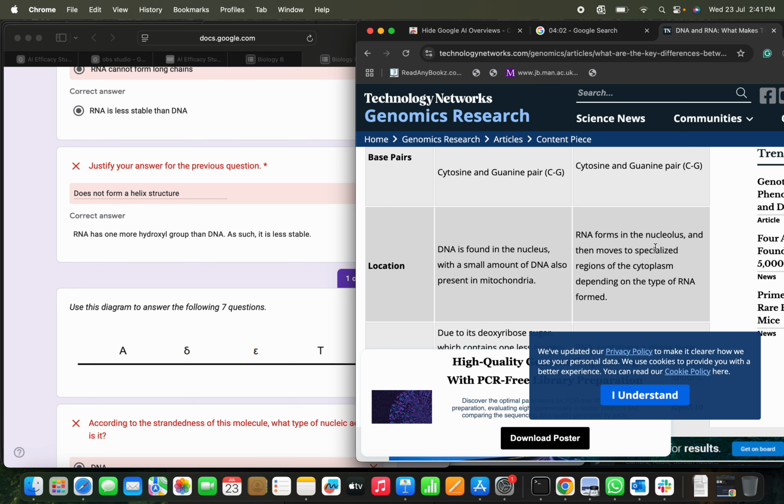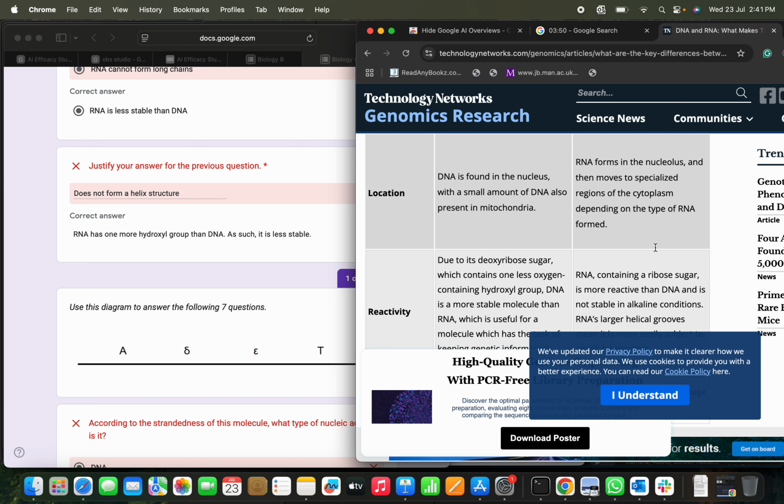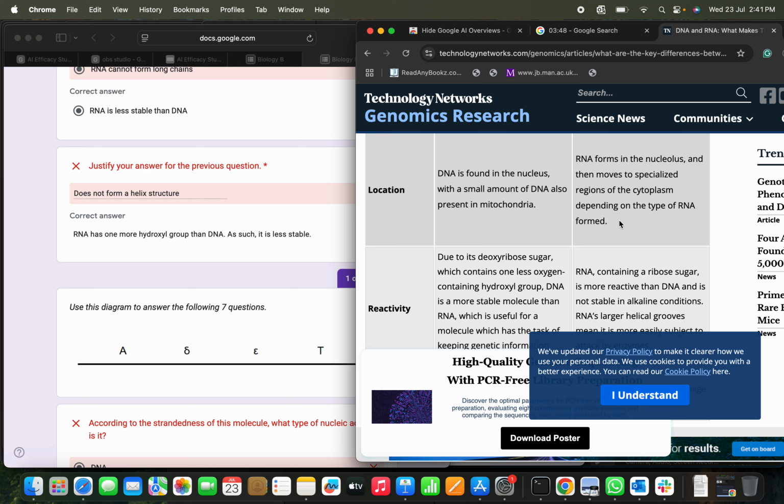DNA is found in the nucleus of the cell, with a small amount present in mitochondria. RNA forms in the nucleolus and then moves to special regions of the cytosol. I don't know what the nucleolus is.